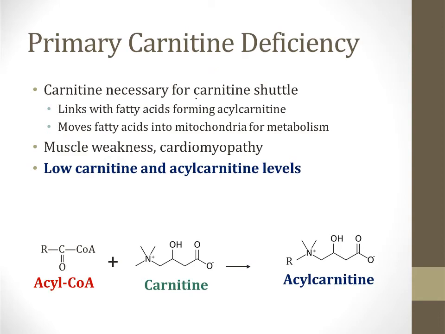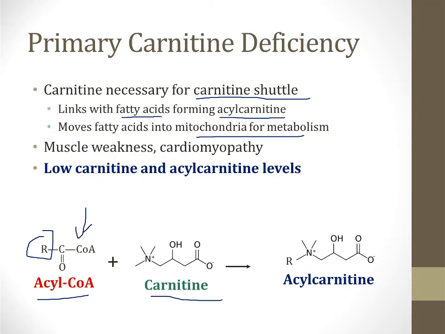So carnitine is necessary for the carnitine shuttle, which is an important element of fatty acid metabolism. Carnitine links together with fatty acids to form structures called acylcarnitines, and these move fatty acids into the mitochondria for metabolism. So if you look at the bottom left side of the screen, I've shown the structure here of acyl-CoA. So acyl-CoA is a long hydrocarbon linked to coenzyme A. The R here is a hydrocarbon that came from a fatty acid. Maybe it's 5 carbons or 10 or 15 or even more, and it's been linked to a CoA to form a structure called an acyl-CoA.